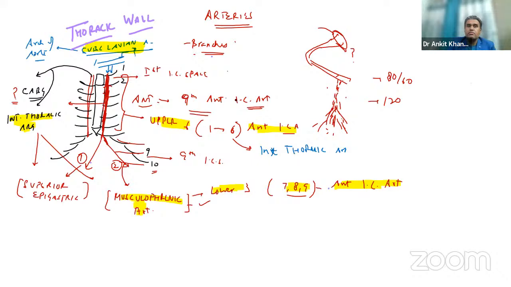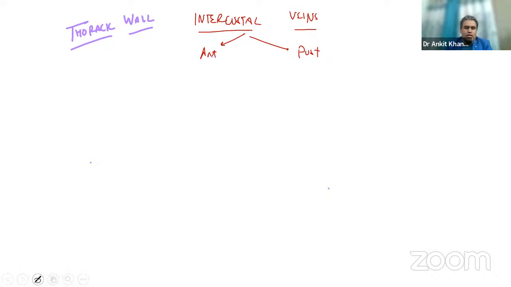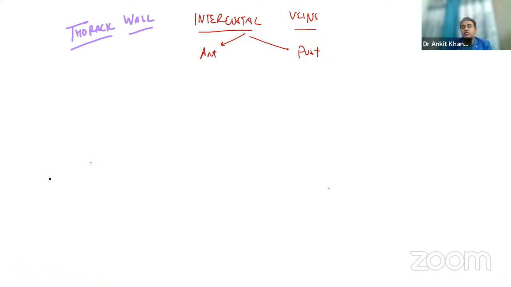Now comes, okay, sir, can we discuss some of the veins also? Let us see. So posterior and anterior, or we can just write intercostal veins. There are a few points over here which we need to focus on. One is the intercostal veins we are studying, on the anterior and posterior side, because similarly we have the arteries. Now, if you go back, which artery gave off the anterior intercostal artery?